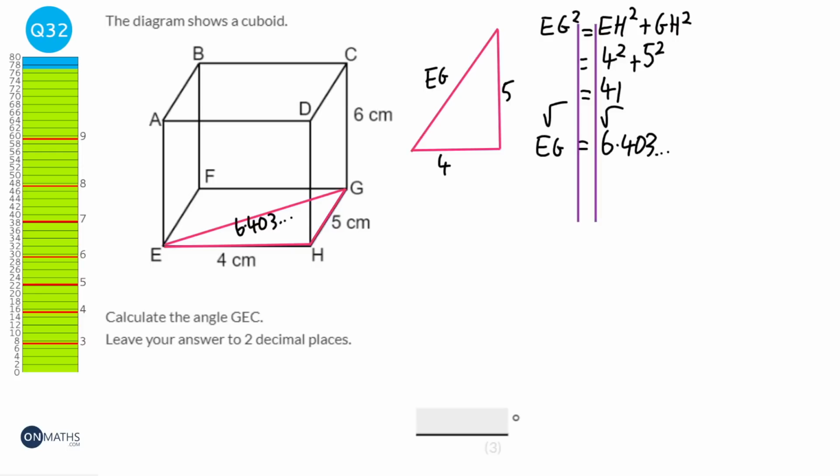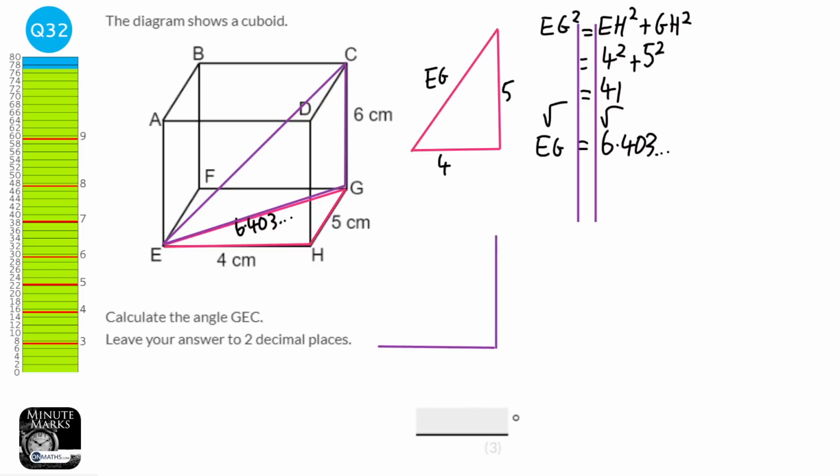So we need to draw in another triangle onto our diagram. We'll do this in a different colour. So GEC, the triangle would be here. Okay, and so I'm just going to draw that triangle as a 2-dimensional triangle.